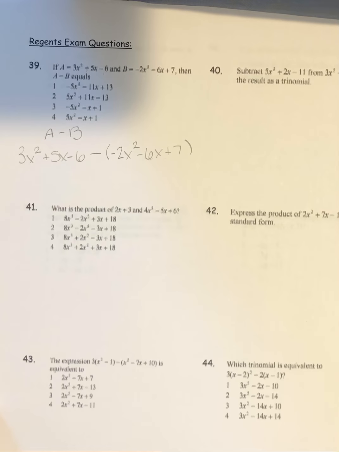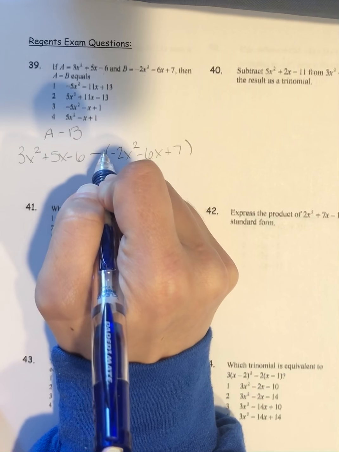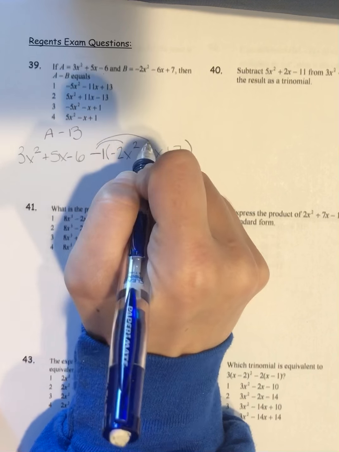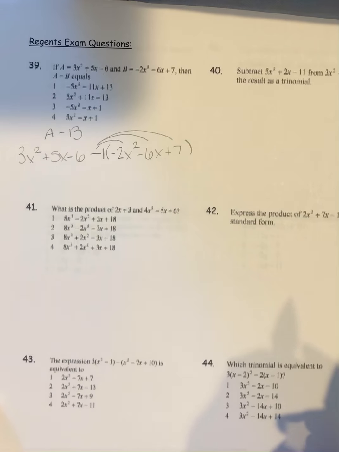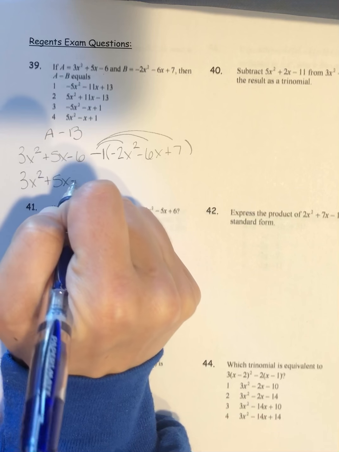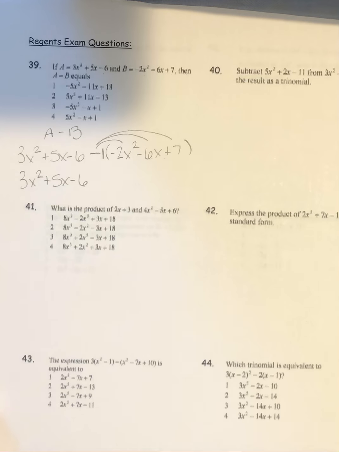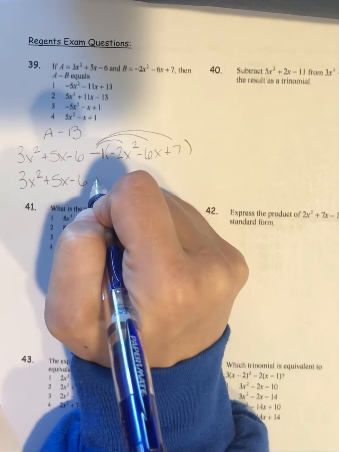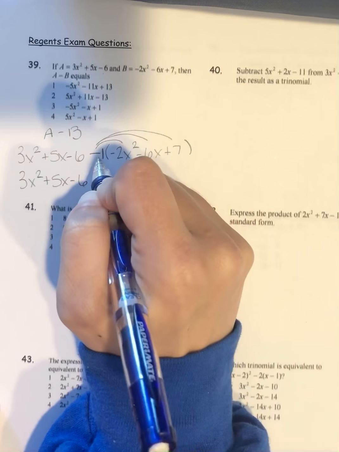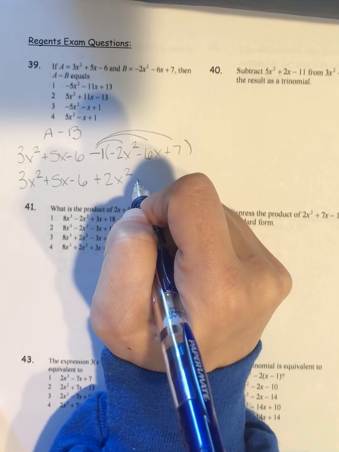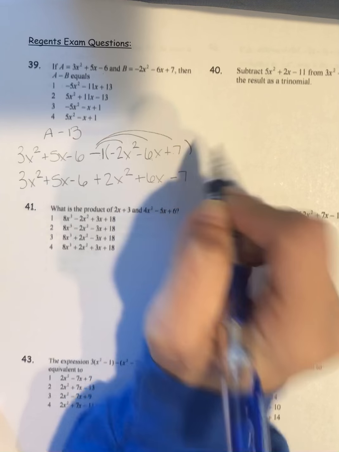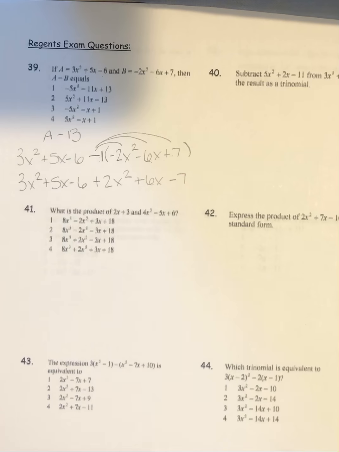Just like when we did on the other problems, if there's a minus in front of parentheses, it's really a negative 1 that needs to be distributed to everything. So bring down my other pieces, 3x squared plus 5x minus 6. Negative 1 times negative 2x squared is a positive 2x squared. Negative 1 times negative 6x is a positive 6x. And negative 1 times 7 is negative 7.